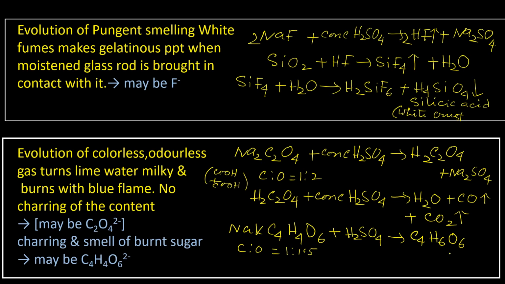Sulfuric acid, once again, will dehydrate. Water will be removed. But not enough oxygen is there so that all the carbon is oxidized to carbon monoxide and carbon dioxide. Some of the carbon will be left over. So the content becomes black. That means charring takes place, which does not occur in the case of oxalate. And this carbon reduces the sulfuric acid to sulfurous acid, and the oxide of sulfurous acid is sulfur dioxide.